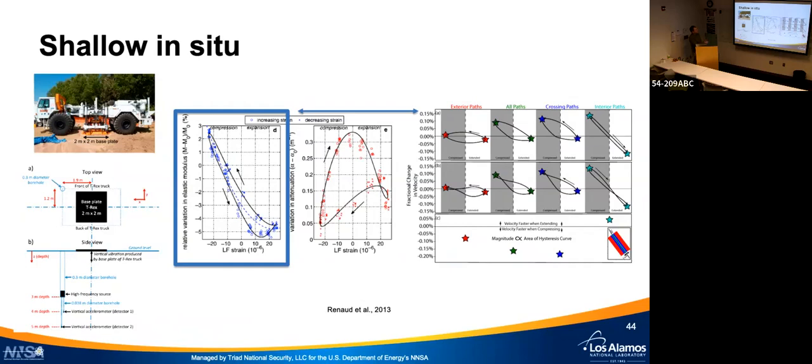So we can see here that the direction is counterclockwise, which is kind of similar to these, like right here. So the shallow subsurface in this experiment looks kind of like our, not the internal paths, but these over here, either the crossing paths or the all paths, which is kind of an average of the whole area. So our results are pretty similar to what they see here in this Vibroseis experiment.